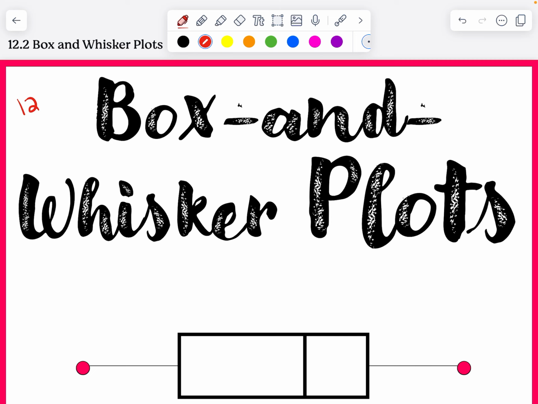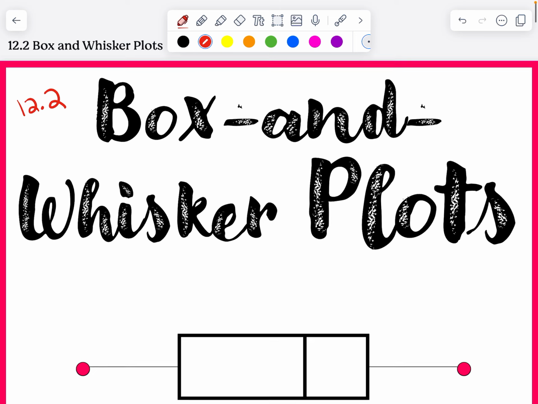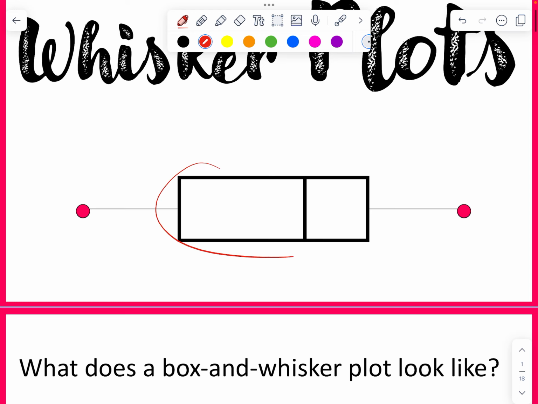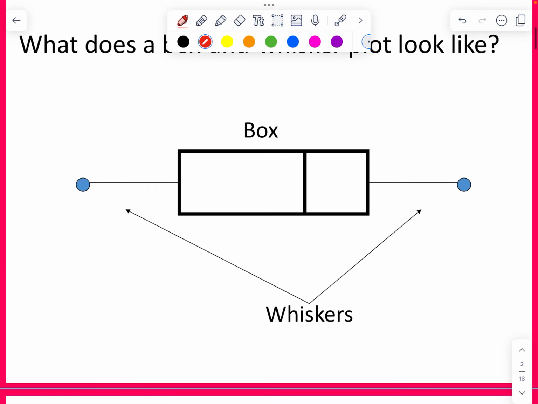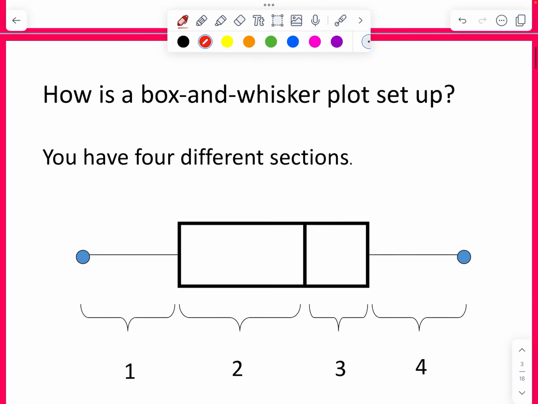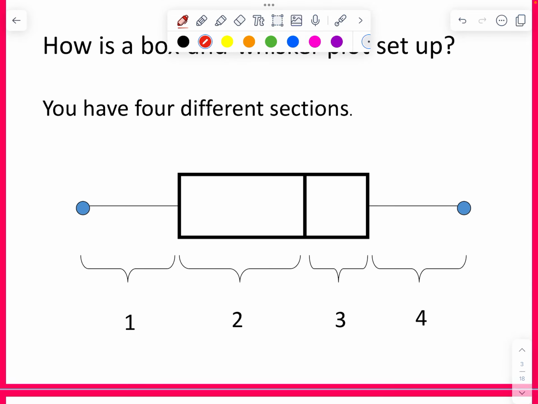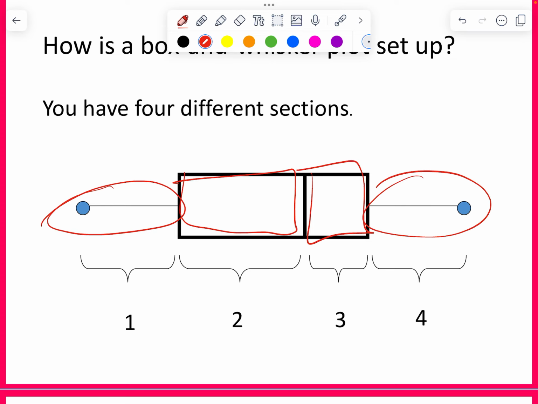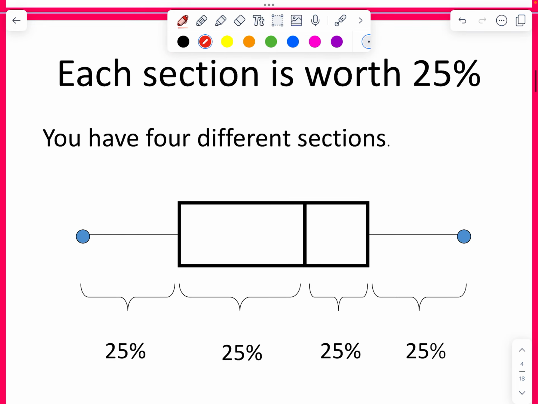This is 12.2. A Box and Whisker Plot looks like this because we have a box and we have two whiskers. Makes sense, right? Box, whiskers. It technically has 4 different sections, so we've got this little whisker down here, we have box 1, box 2, and this whisker up here. Each of those 4 sections is worth 25% of your data.